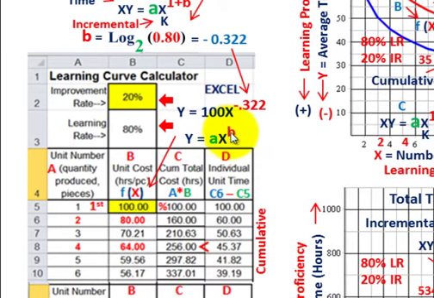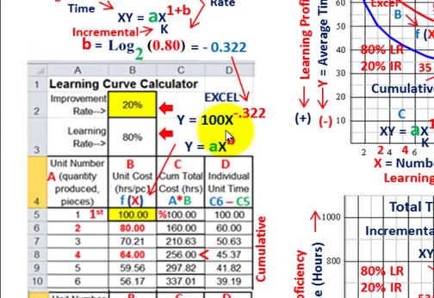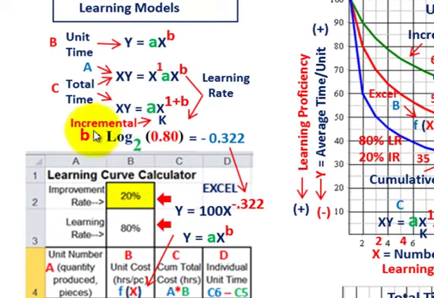That b exponent is what makes this learning curve an exponential curve. Let's go look at it up here. First off, b, our learning rate, equals the log base 2 of whatever the learning rate is. We're dealing with an 80% learning rate, so it's 0.80. The log base 2 of 0.80 is going to give us negative 0.322. And that's the learning rate we're going to be dealing with.